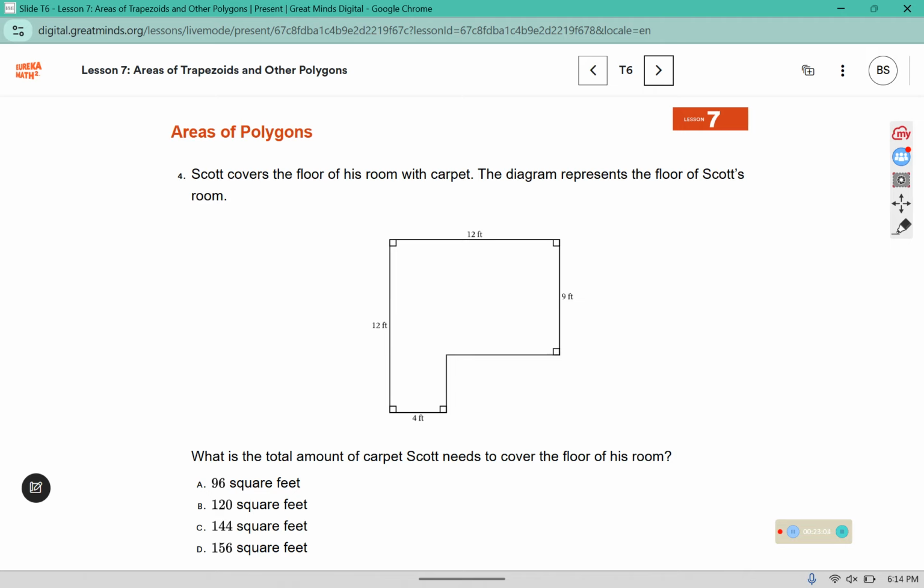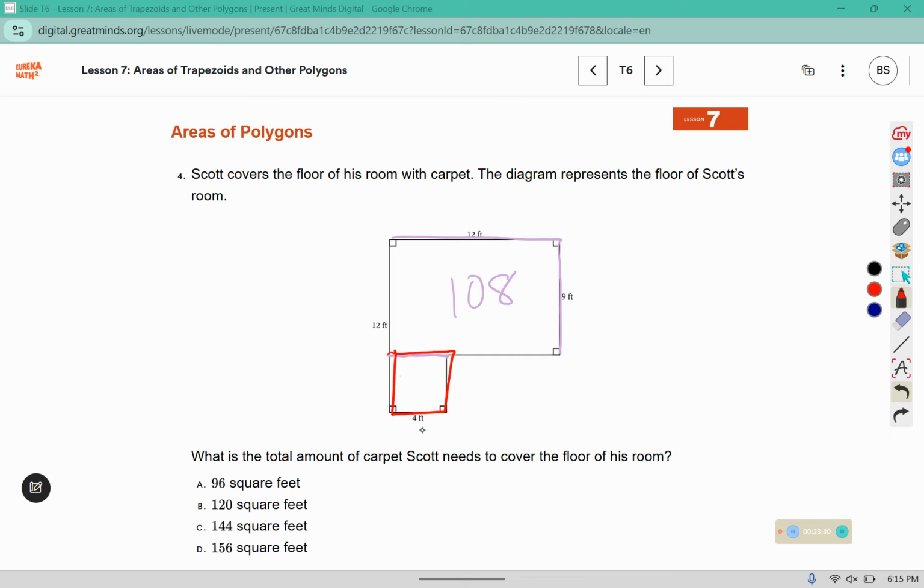Scott covers the floor of his room with carpet. The diagram represents the floor of Scott's room. What is the total amount of carpet Scott needs to cover the floor of his room? Let's cut it into 2 rectangles. This rectangle has a base of 12 and a height of 9. So base times height, 12 times 9 is 108.